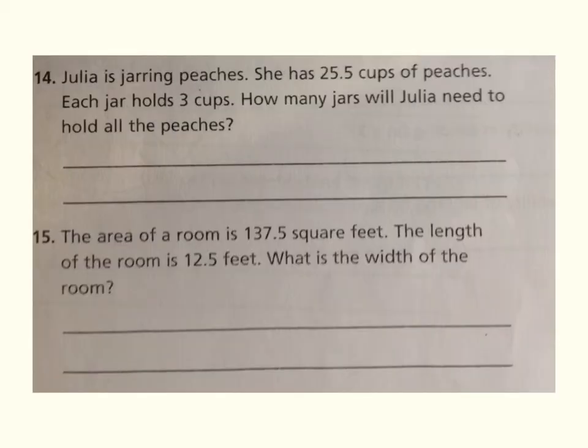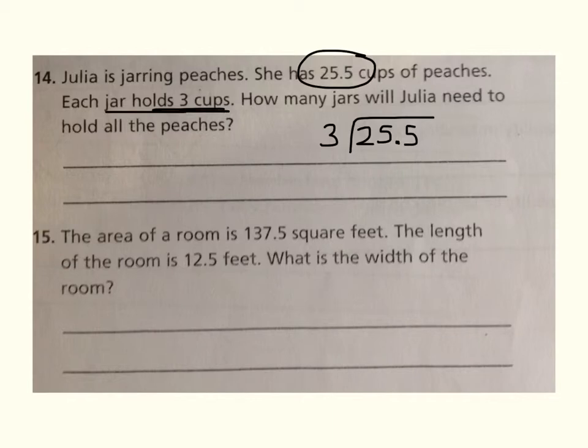Julia is jarring peaches. She has 25.5 cups of peaches. Each jar holds 3 cups. How many jars will she need to hold all of the peaches? So once again, we have our total, and we're dividing those peaches into different jars. So we're going to take 25.5 and divide it by 3. That decimal point can stay there because there's no decimal point in the divisor.